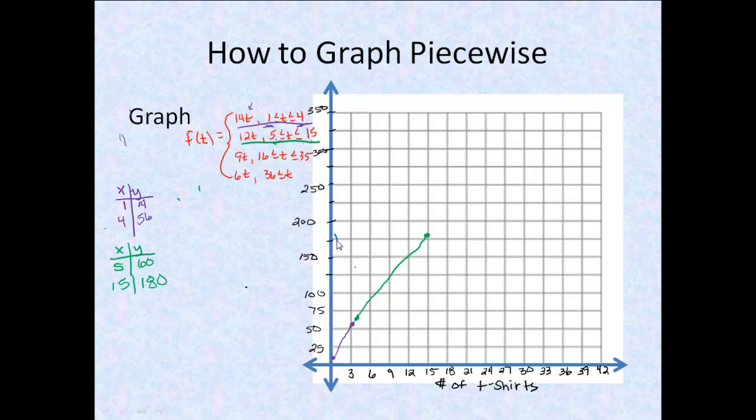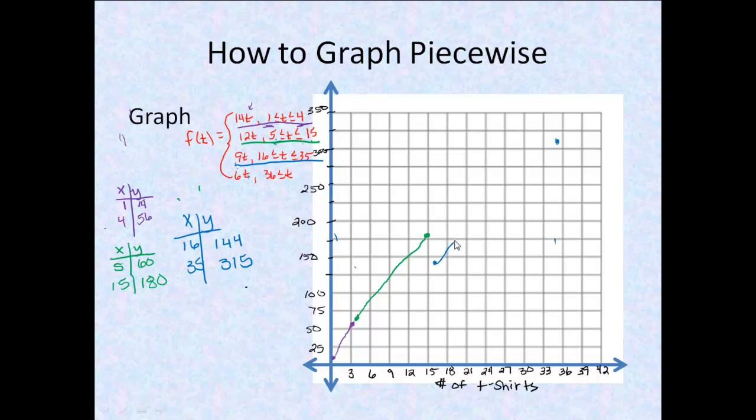Okay, now we move on to the third one. So this time I'm going to be looking at only the 9T when T is between 16 and 35. So I'm going to do my XY chart, and I'm going to use my endpoints again. I'm going to use my 16, and I'm going to use my 35. When I plug 16 in there, it's 144, and when I plug 35 in there, it's 315. So then I can go over here and I can graph both of those points.